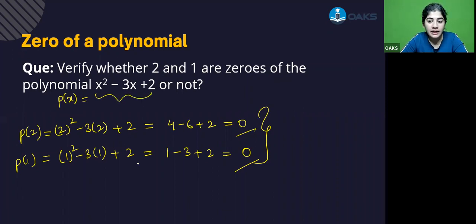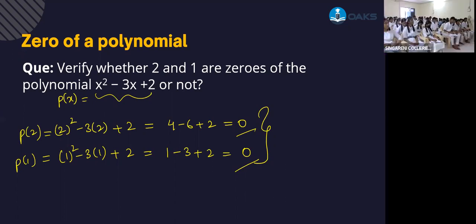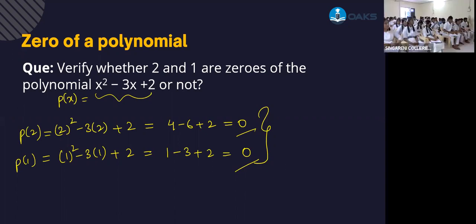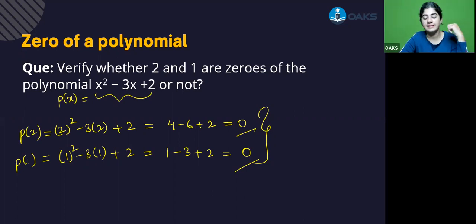And I remember I told you, for a quadratic polynomial, what is the maximum number of zeros? For linear it is 1 because degree is 1. For quadratic, the degree is 2. So what is the number of zeros? 2. Okay. So whatever are the number of zeros, it is equal to the degree of the polynomial. Just remember this thing. I'm saying it like third, fourth time.